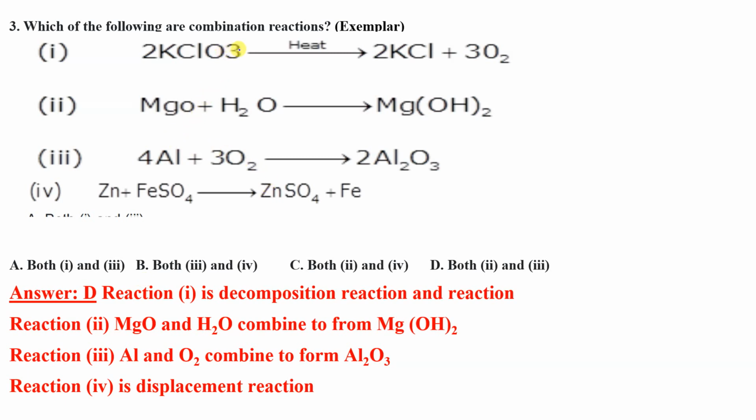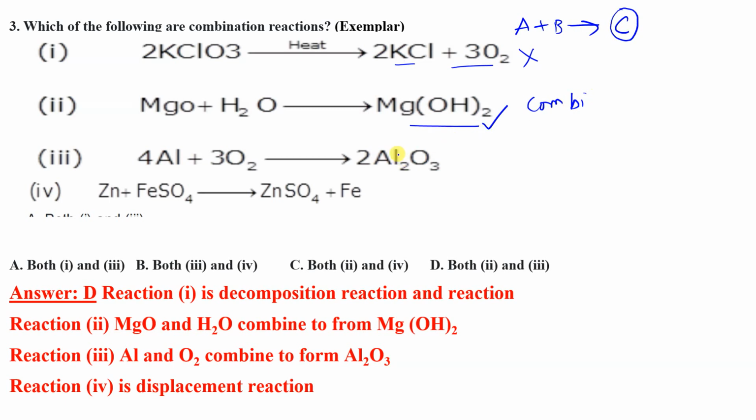Which of the following is a combination reaction? Very simple. As we said previously, combination means two or more chemicals combine and form one chemical only. That means on the right side we should have only one chemical, one type of chemical only. Now let's see. In this one, how many types of chemicals are there? 2 are there, so it is not a combination. Here, how many types of chemicals are there? 1, so it is a combination. Very simple.